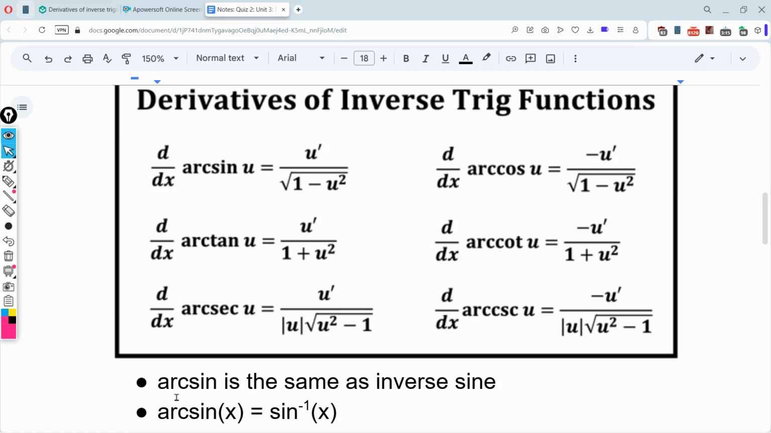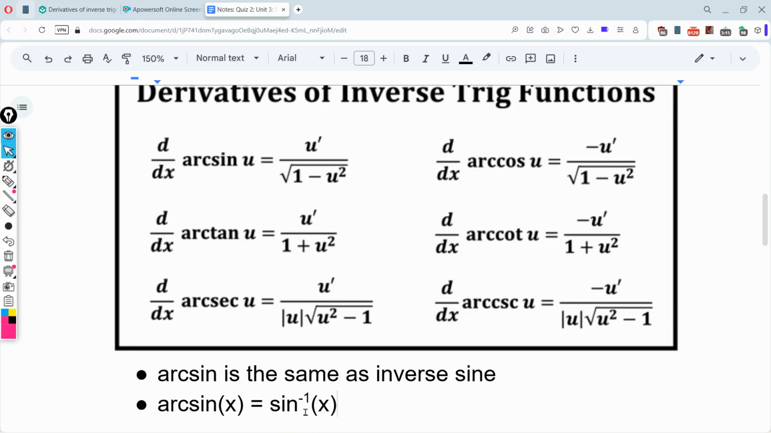And you want to remember that arc sine is the same as inverse sine. So if you see arc sine, it's the same as inverse sine written like this. Okay, this is not sine to the -1. This is actually inverse sine, just so you know.